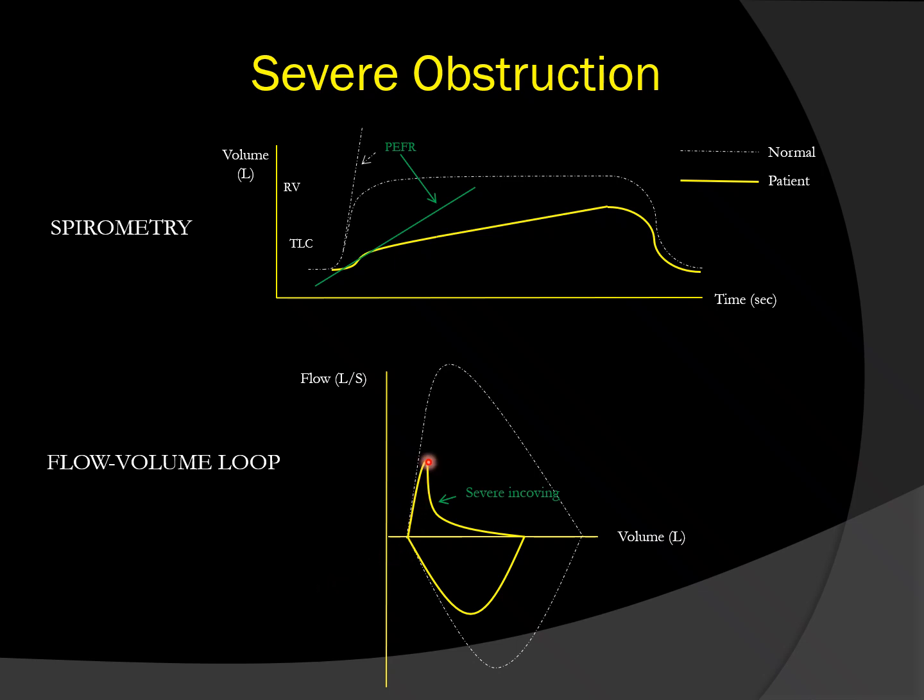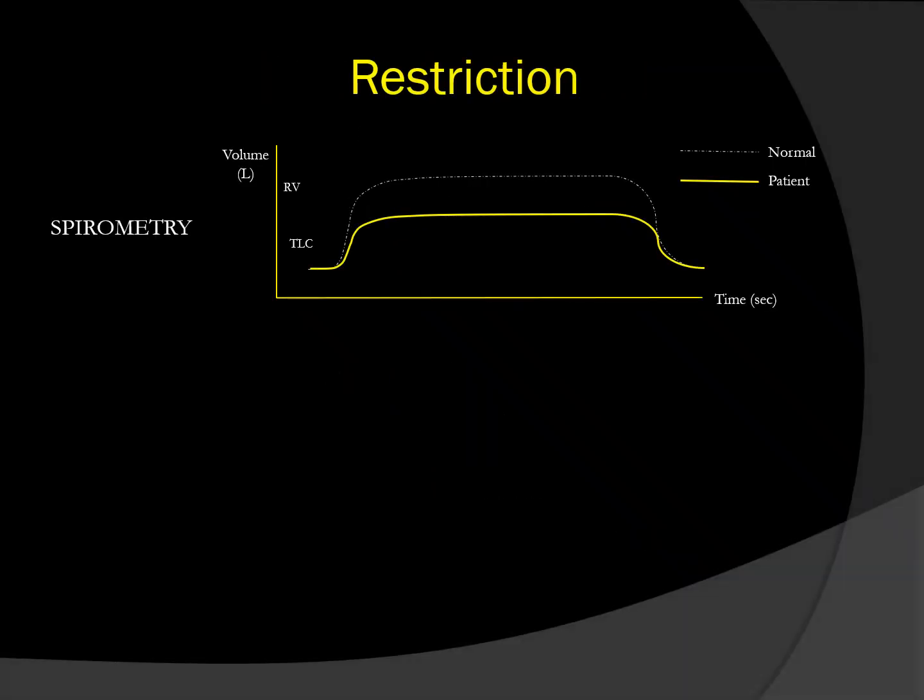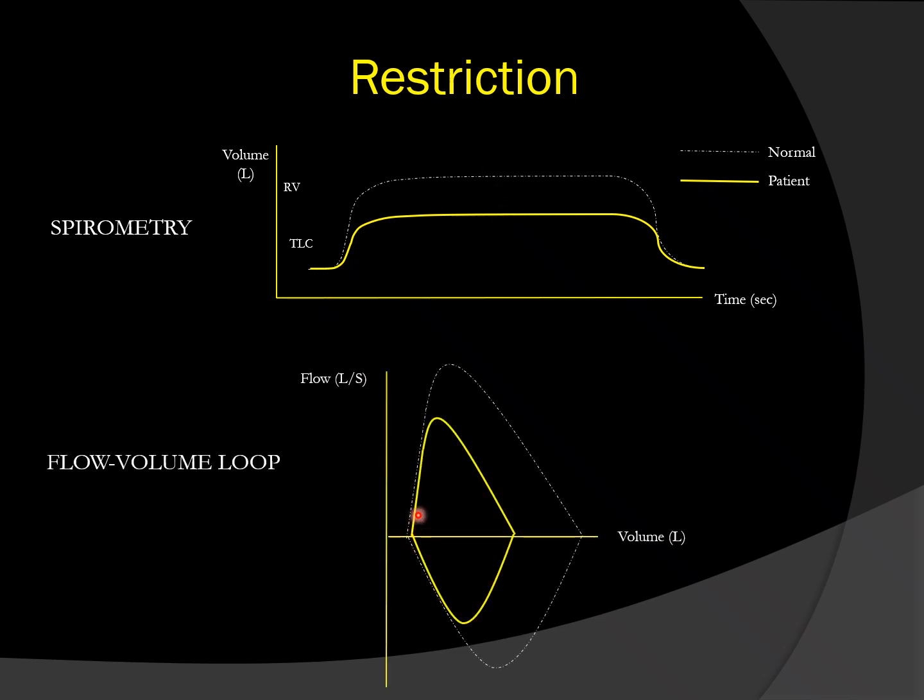The peak flow is very low. We saw that with the slope of the green line up here being a gentle slope. There's severe incoving. The vital capacity is low, but we don't want to call this small curve restricted. That would be a pitfall. Now in restriction, what happens is the flow is actually preserved. There's pretty good flow over here, but the vital capacity falls short. So we have a fairly normal looking curve, it's just too small.